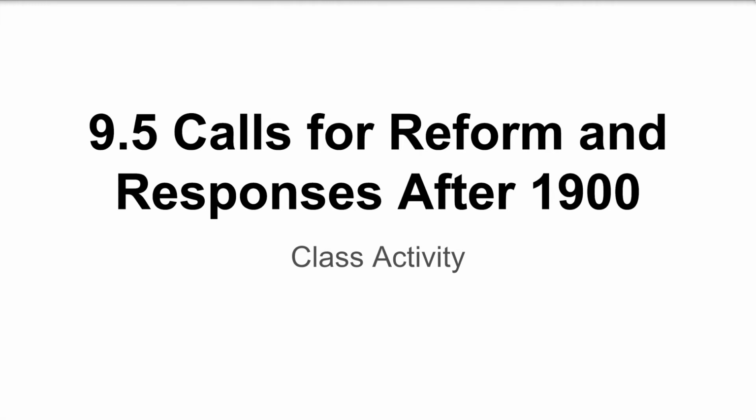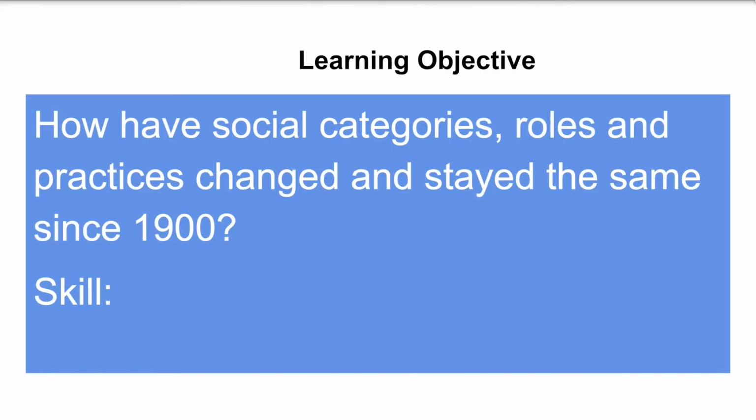This is topic 9.5, calls for reform and responses after 1900. This is our class activity. Let's take a look. So the learning objective is how the social categories, roles, and practices, this is society-based focus. How do they change and stay the same since 1900? So we're talking about changing continuity over time. Our skills are going to be more document-based analysis and thesis construction.